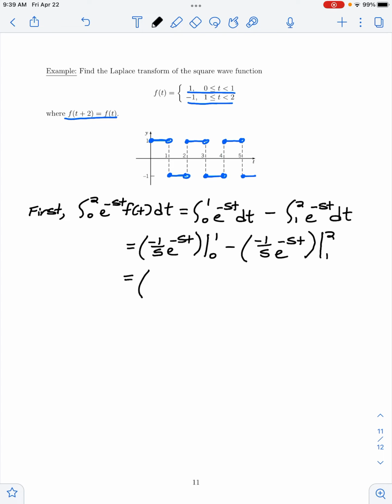So for the first integral, we have negative 1 over s e to the negative 1s minus, substituting 0 in for t, we get a negative 1 over s. So subtracting that value becomes plus 1 over s. And then I am subtracting, substituting 2 in for t. I have negative 1 over s e to the negative 2s minus a negative 1 over s gives me plus 1 over s e to the negative s.